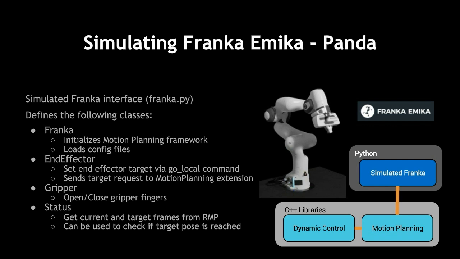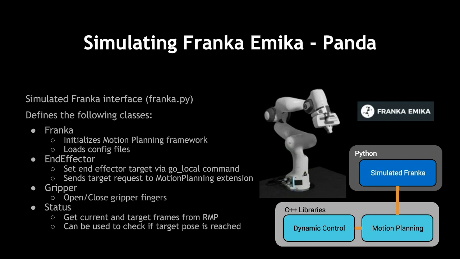We have a gripper class, which allows you to open and close the gripper fingers. The gripper is separate from the end effector because, as you can imagine, you can have a fixed robot arm, but then attach different end effectors to it. So this would be the point, let's say, if you wanted to attach something like a suction cup gripper, you can modify the gripper class and interface with that.